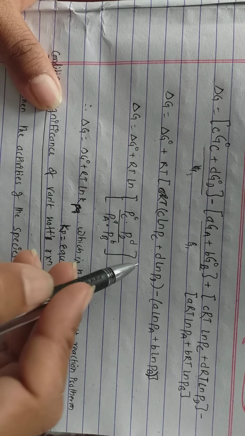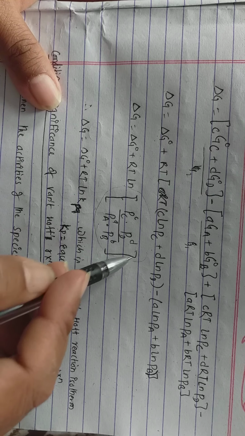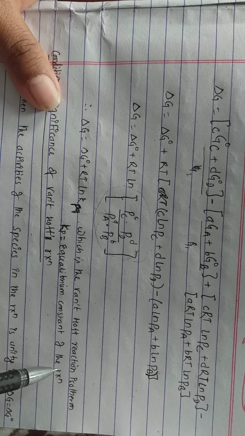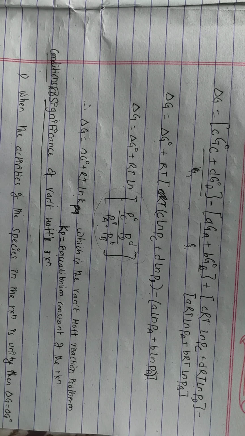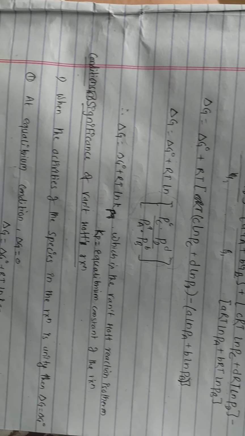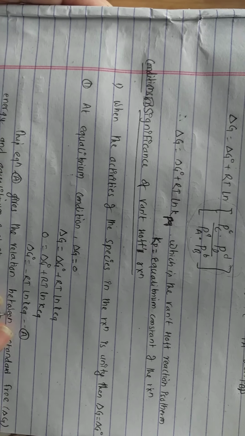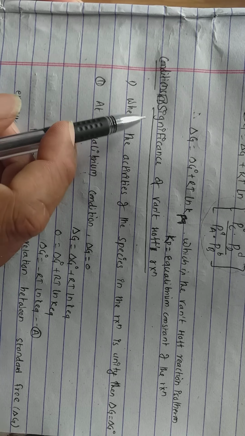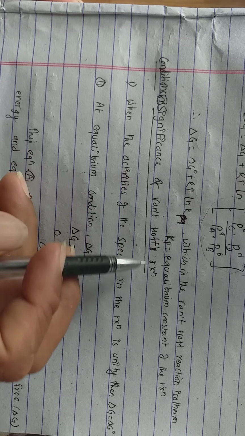This whole term is called Kp, which is called the equilibrium constant, and this is the required Van't Hoff reaction isotherm. In this way you can prove the Van't Hoff reaction isotherm. And now we'll study its significance. Sometimes the question is asked to also show the significance of the Van't Hoff reaction isotherm.